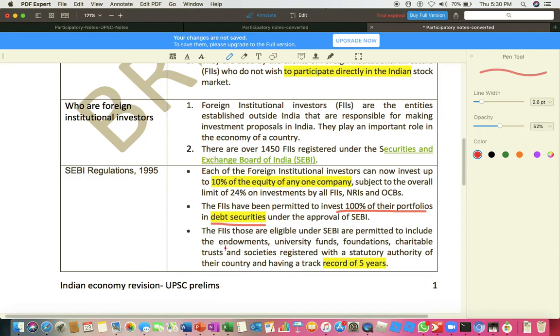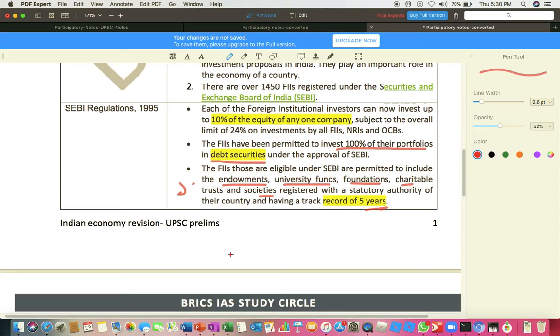FIIs are basically entities registered in the form of endowments related to culture, religion, etc., university funds, foundations, charitable trusts, societies registered with a statutory authority of their country. These foreign institutional investors are institutions in these forms, already registered in their home country, and they have a track record and history of at least 5 years. Unless they have a track record of at least 5 years, they are not allowed to invest in the Indian stock market up to 10%.